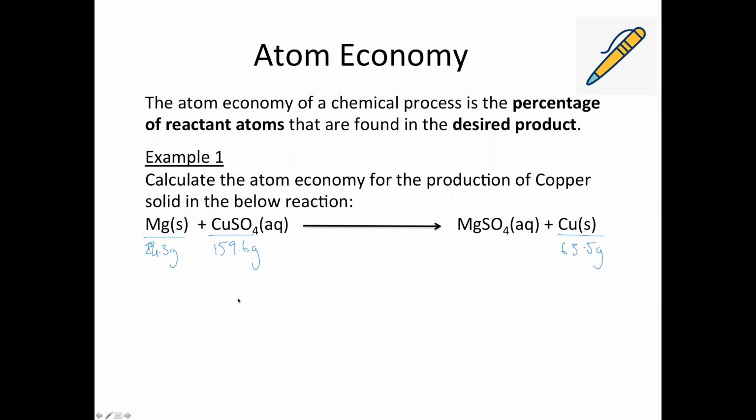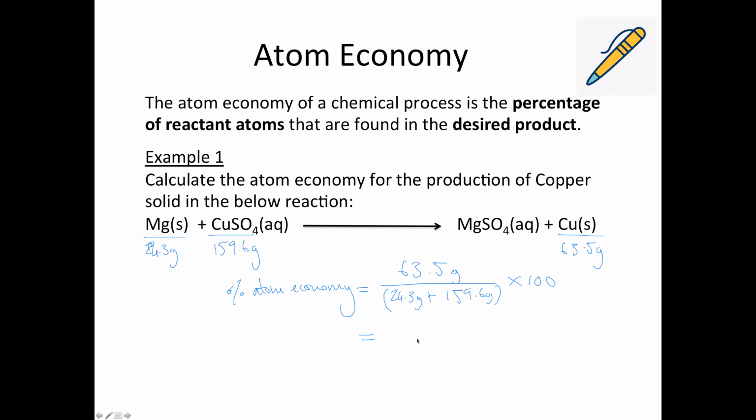So then what we do is put these masses into our atom economy equation. So percent atom economy. The mass of desired product goes on the top. That's copper. We've only got 1 mole of copper, so that's just going to be 63.5 grams. Then the total mass of the reactants: we've got 1 mole of magnesium, which is 24.3, plus 1 mole of copper sulfate, which is 159.6. And then times by 100.